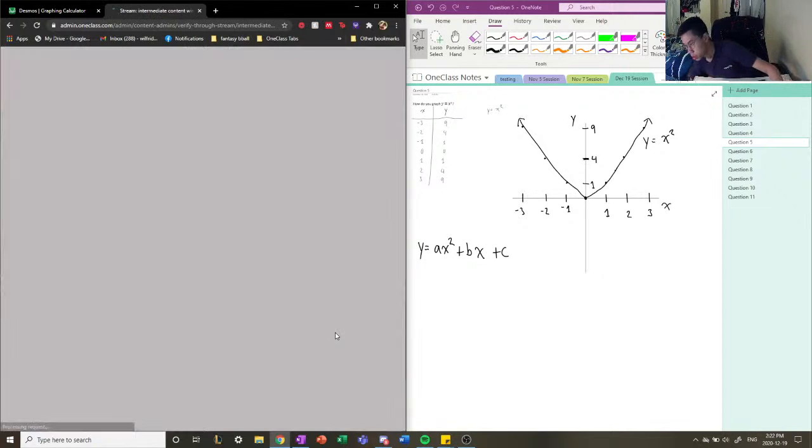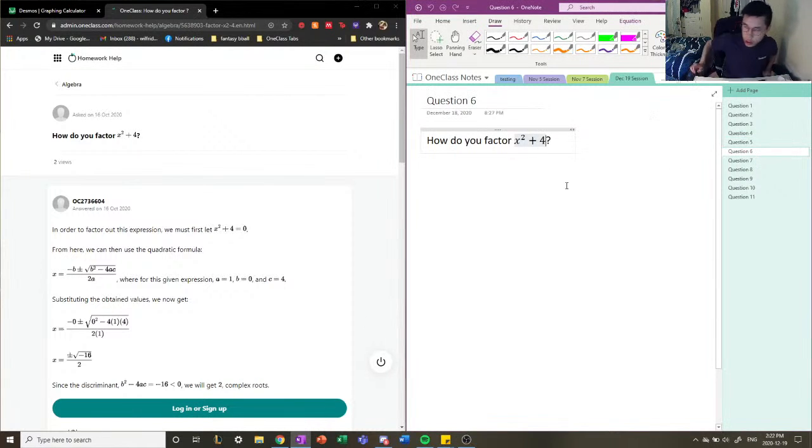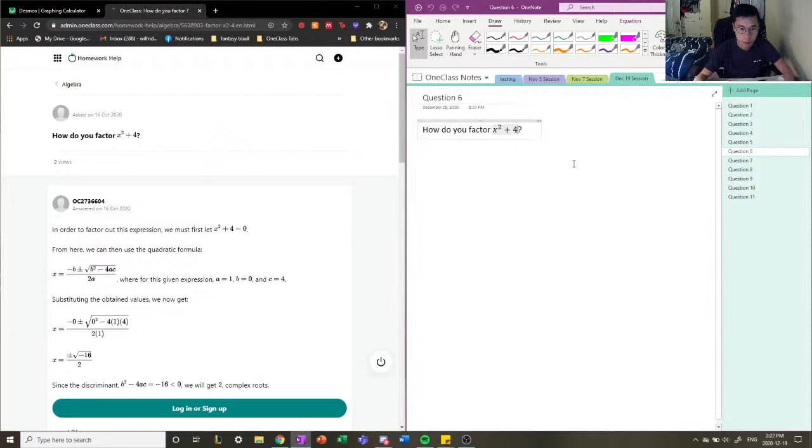Okay, so let's talk about question number 6. Later on in the lesson, I'll cover what zeros are, what solutions are, and what x-intercepts of quadratic functions are. But first, we're going to tackle how to factor x squared plus 4.